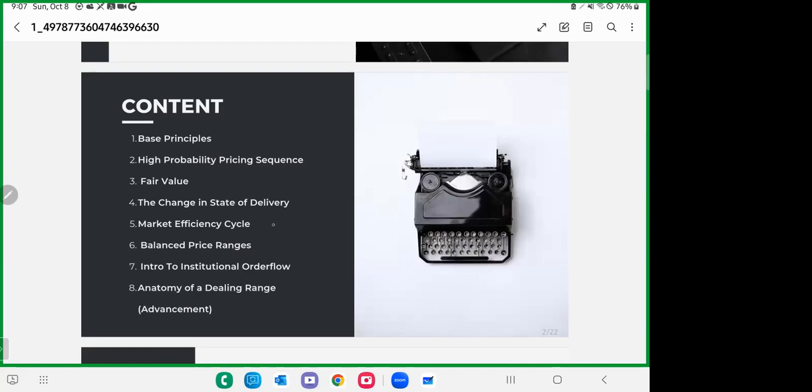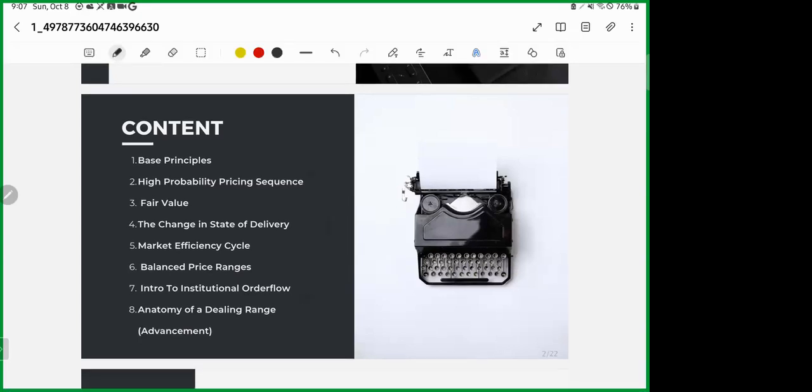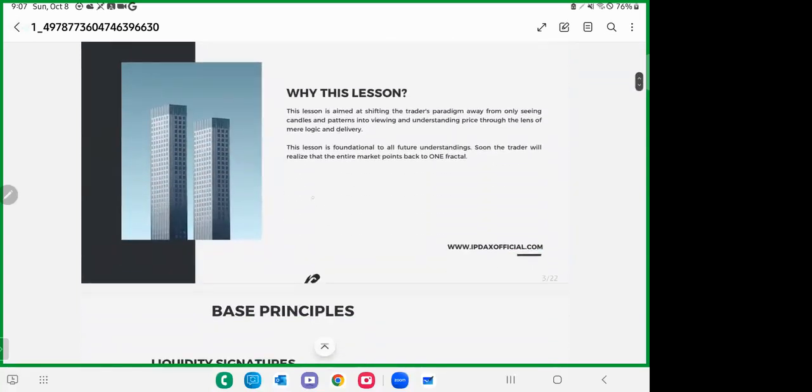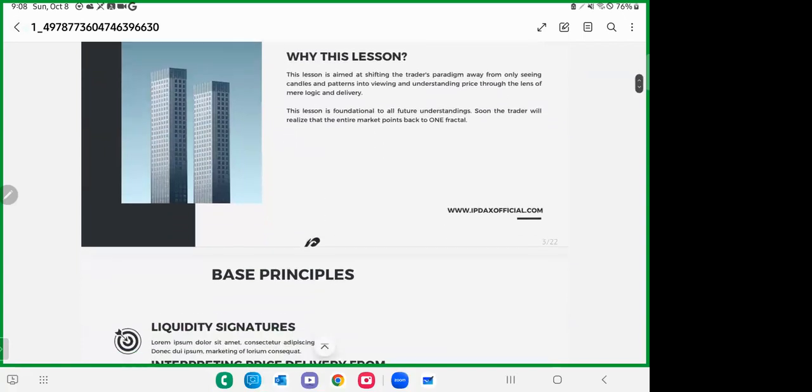And then you guys will see how the understandings of all of this tie into the anatomy of a dealing range, and why I always say this fractal: the entire market points back to that one fractal. I can guarantee by the end of this mentorship, you guys will see exactly what I mean. So why this lesson? Once again, it's aimed at shifting the trader's paradigm away from only seeing candles and patterns to viewing and understanding price through the lens of logic and delivery. This lesson is foundational to all future understandings. Soon the trader will realize that the entire market points back to that one fractal.